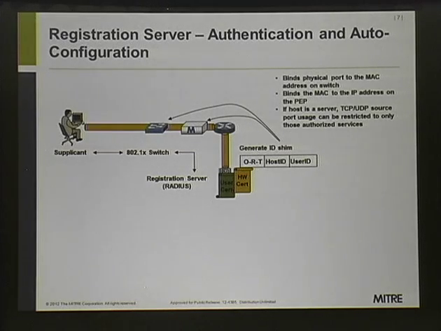If a user is successful in authenticating, this process will bind the physical port on the switch to the MAC address of the system. The registration server then auto-configures the PEP to bind the MAC to the IP address. If the host is a server, TCP/UDP source port usage policies can be pushed to only allow authorized services.